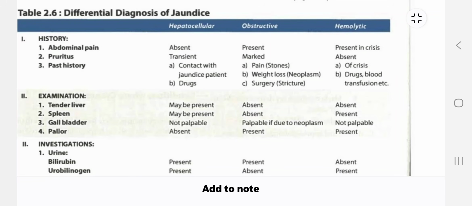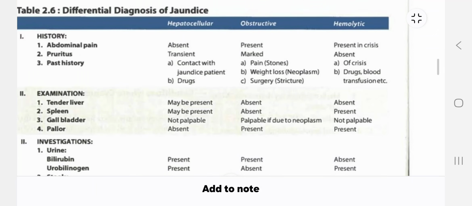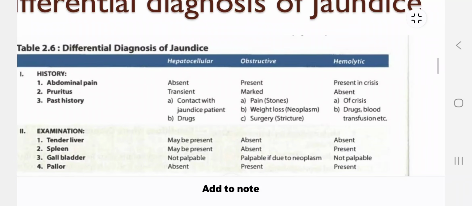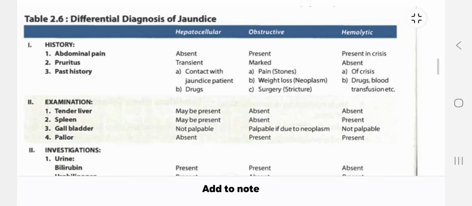So now we will understand that in case of a past history of hemolysis, there will be a history of drugs, blood transfusion, or previous congenital abnormalities. Now we will look at the examination.